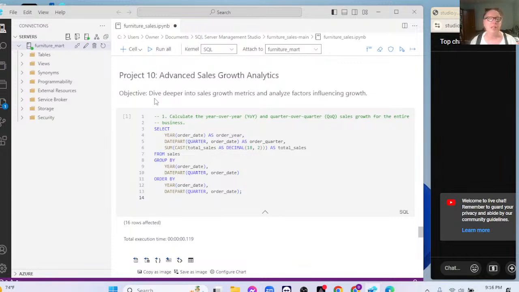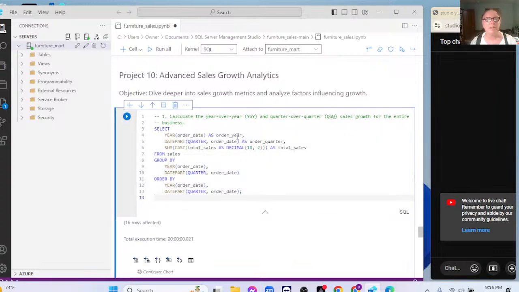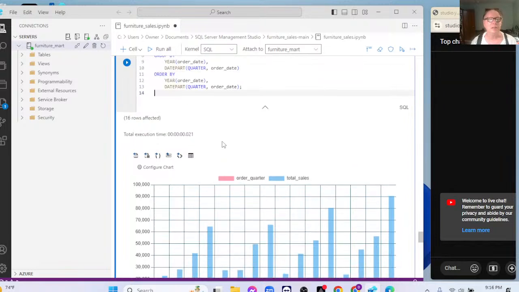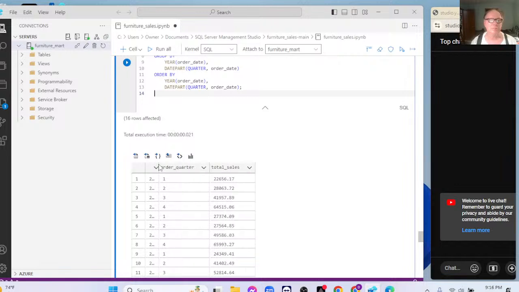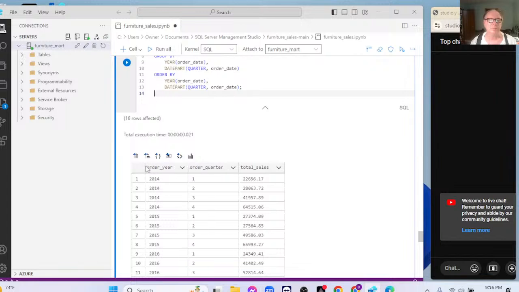Okay, so anyway, in your apps, I got started here this evening a little bit. Let's see, where did we leave off? Here we are. Tonight's project 10 is advanced sales growth analysis: dive deeper into sales growth metrics and analyze factors influencing growth. The first part: calculate year over year and quarter over quarter sales growth for the entire business.